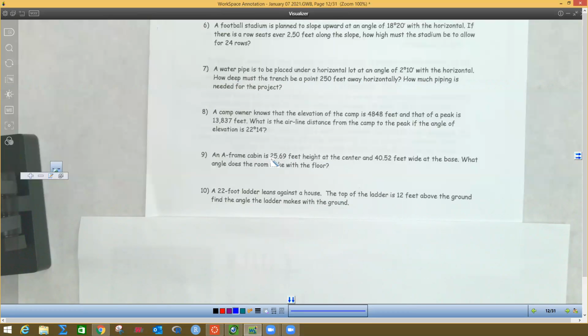An A-frame cabin. What's an A-frame? Anybody know what an A-frame is? One of my old high school friends, his parents had an A-frame house. They're really funky looking. The roof goes almost all the way to the ground and comes up like this. It's got a real long roof like that, and then the first level comes across like that, and they've got an upstairs and a downstairs. Anybody know why they call it an A-frame? It looks like an A.